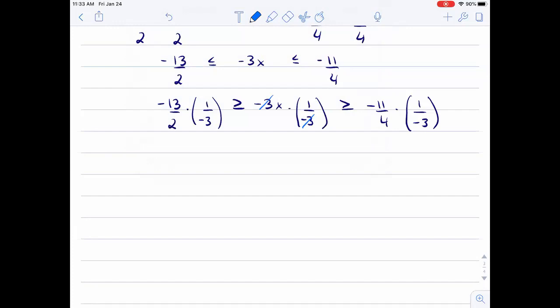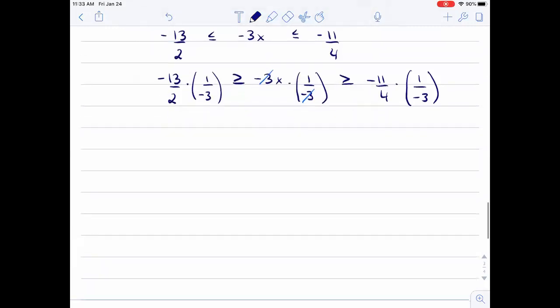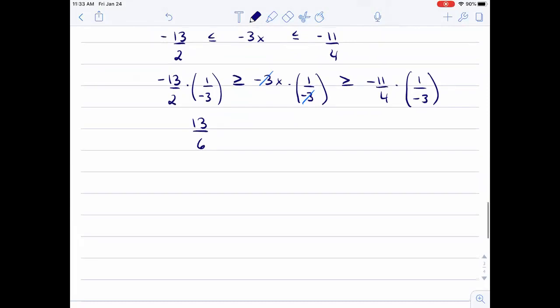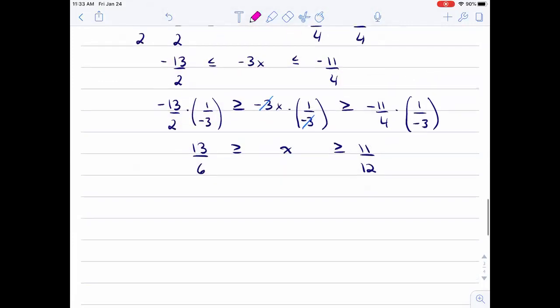I'm going to get a negative over a negative. It's going to make a positive. And so what we get here is 13 over 6, because we're multiplying fractions, is greater than or equal to x, which is greater than or equal to negative 11 over negative 12, which makes 11 over 12. Nice. I will highlight that I switched the inequality here.